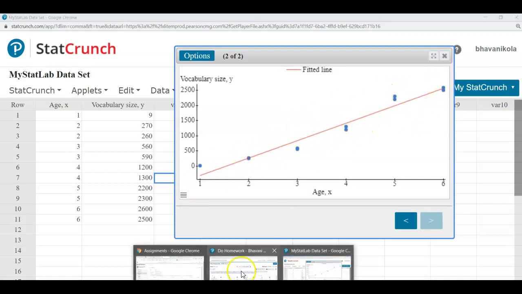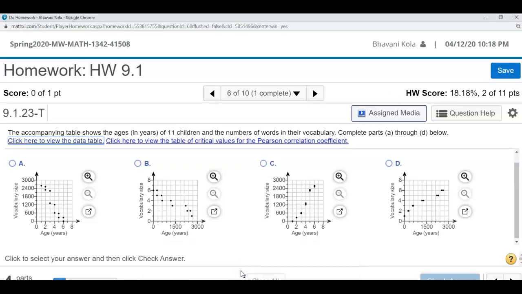So I go back here and see which one it is. This is going down. Do you guys see this? This is going all the way down. This is going down. This is going up. And I have another one. This is also going up. Do you see that?